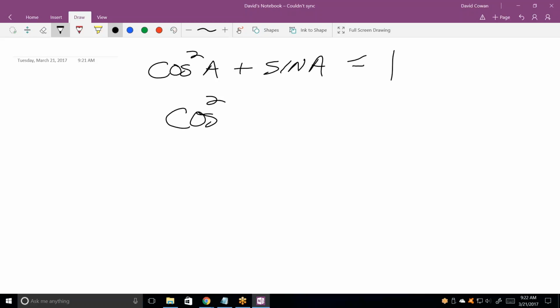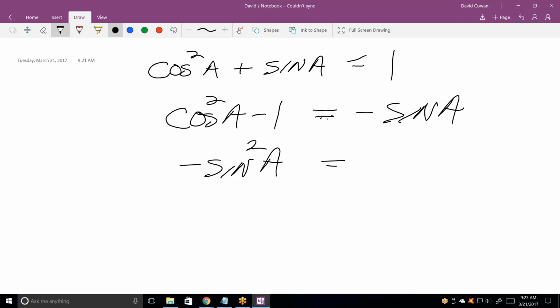Well, so we could: cosine squared A minus 1 equals minus sine A, just using a little algebra. Now, what's cosine squared A minus 1 equal to? 1 minus sine squared A. Sine squared plus cosine squared equals 1. So cosine squared minus 1 must equal minus sine squared.